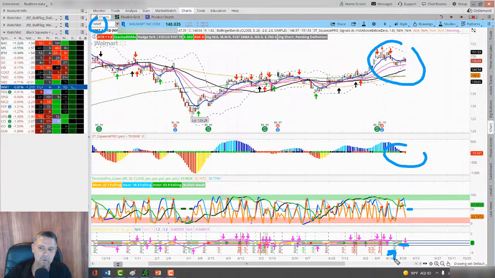We do have a green ready, so the green is telling us, hey, wait a minute. We're kind of going down, but get ready. That's what the green ready is.